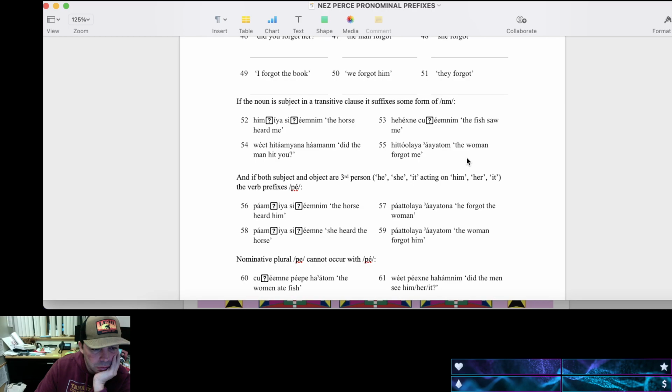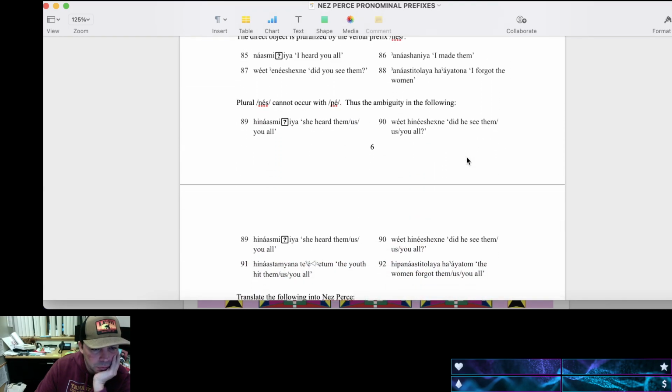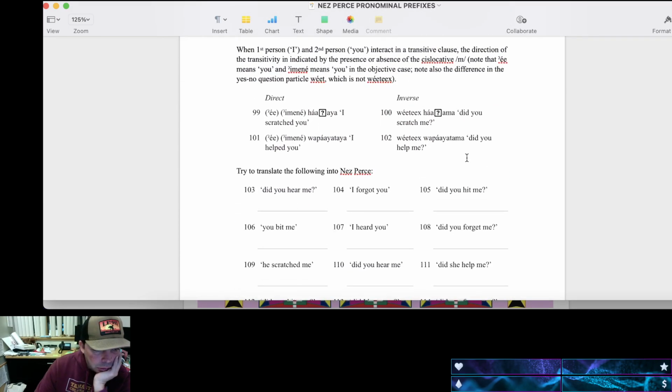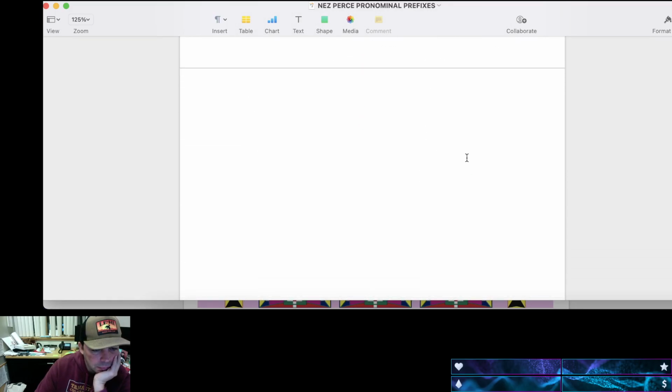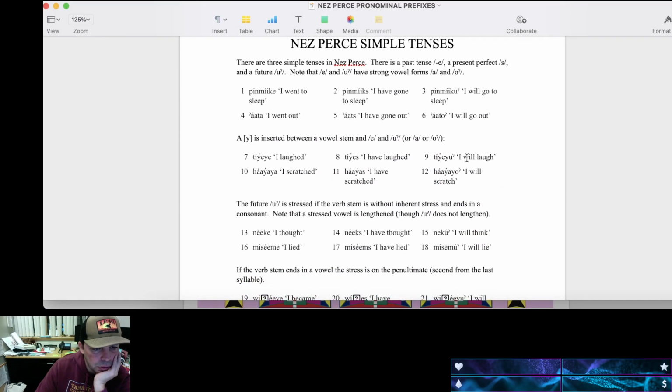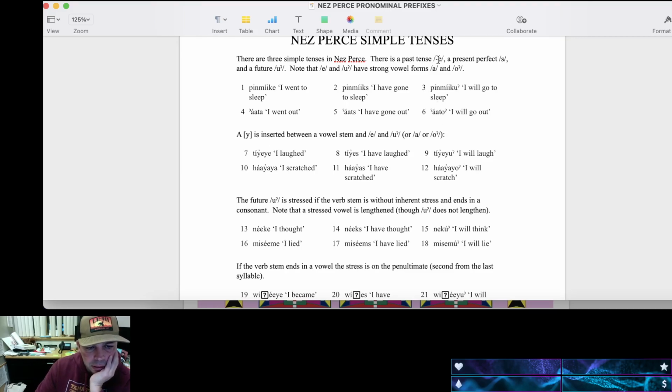So I have a couple examples here that I feel like we worked on last time. Simple tenses. Okay, we have this dash e, which all the dash means is that it goes on the end of the root. Present perfect, which is the s, and the future, which is the u. So when we put the e on the end of pinmeek, which is to sleep, it becomes I just got done doing it. I just did it.